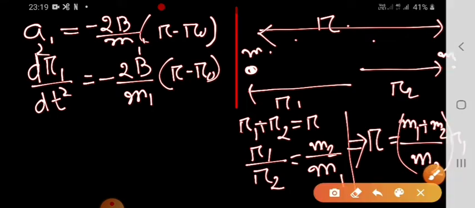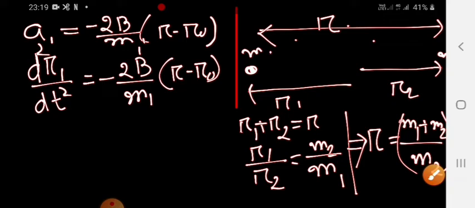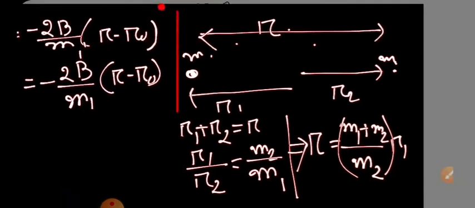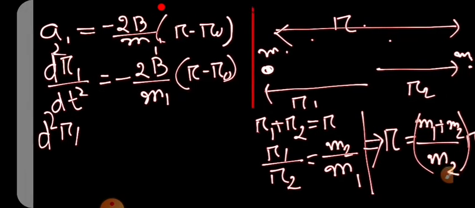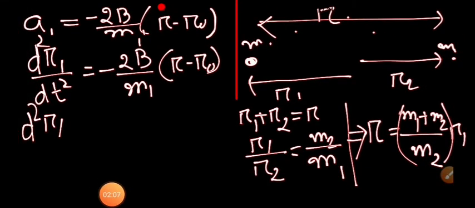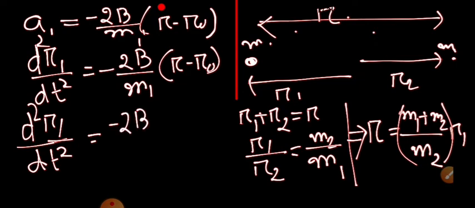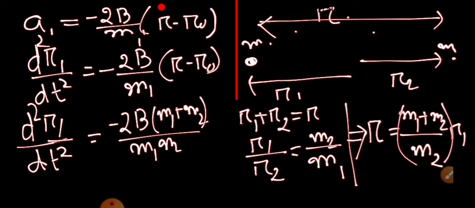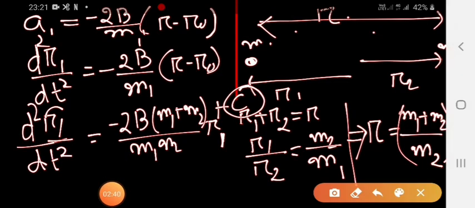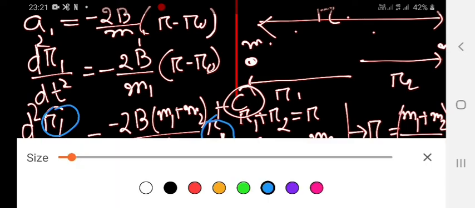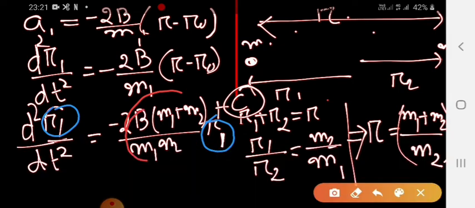Taking this value of R and substituting in these equations, d square r1 by dt square is equal to minus 2B (m1 plus m2) by (m1 m2) into r1, plus a constant quantity C. So we see that the double differentiation of r1 is proportional to r1, and this proportionality constant we call omega square.